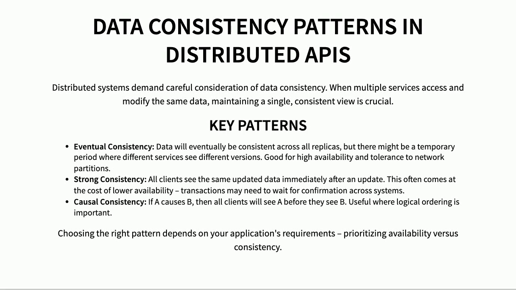Let's talk about keeping data consistent when you have multiple services all talking to it. It can be tricky in a distributed system. We often deal with different levels of consistency. Eventual consistency is like it will get there eventually. Great for when availability is super important, but things might not be perfectly synchronized right away. Strong consistency means everyone sees the same thing instantly, which is reliable but can slow things down. And then there's causal consistency. If one event causes another, you'll see them in that order across all services. The best choice really depends on what your app needs to do.